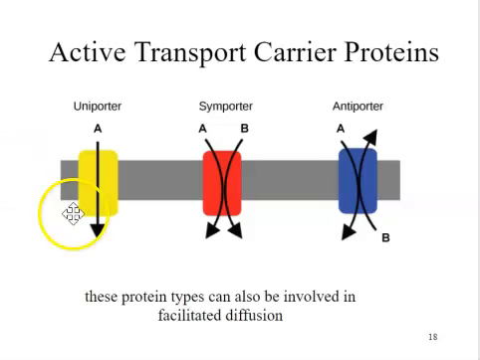A uniporter carrier protein will transport something in one direction across the protein, just one thing. A symporter will transport two things at the same time, and an antiporter will transport one thing in and one thing out during the transport action. And active transport, there's just all sorts of different kinds, so many. There are entire books written about this subject.